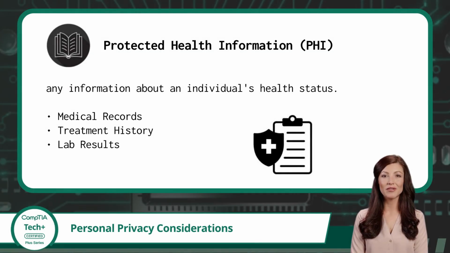Another type of sensitive information is protected health information, or PHI. This includes medical records, treatment histories, lab results, or anything related to a person's health that can be traced back to them. PHI is often stored by healthcare providers, insurance companies, and billing services, and it's governed by regulations that are even stricter than those for general PII. If you work with health-related data in IT, protecting PHI isn't just best practice, it's required by law.